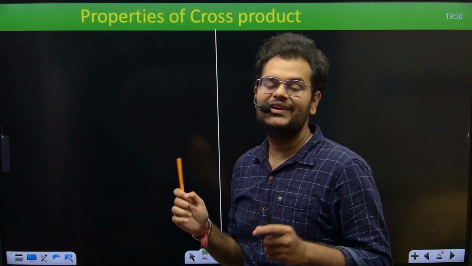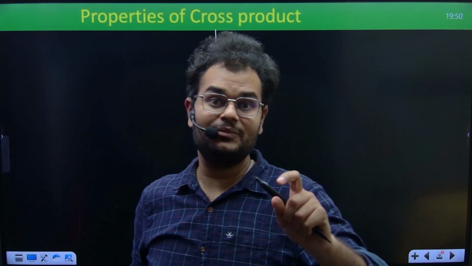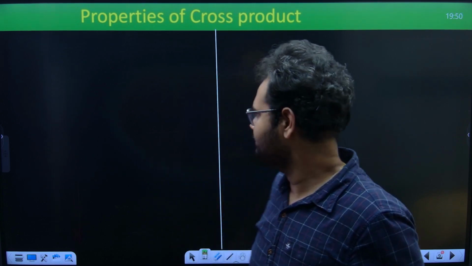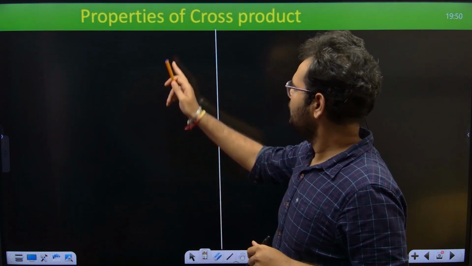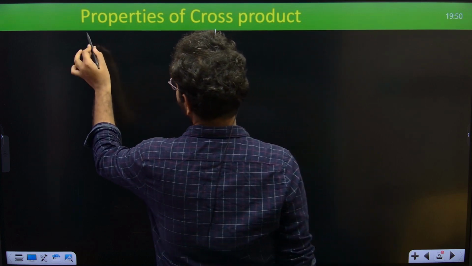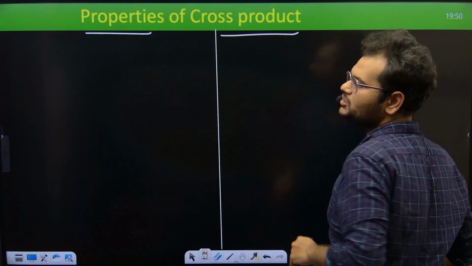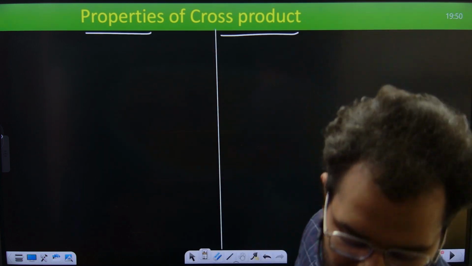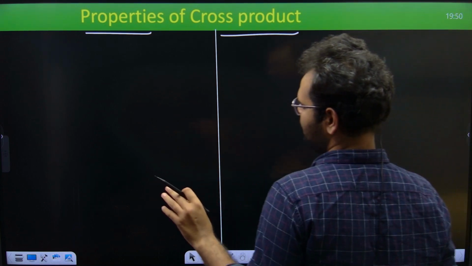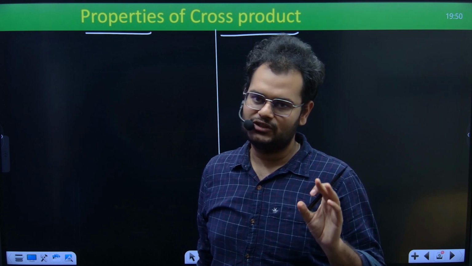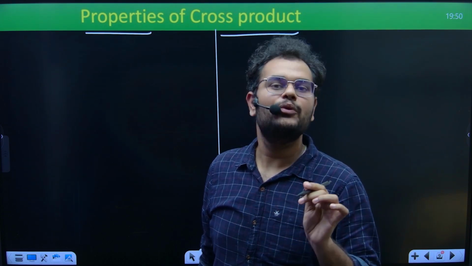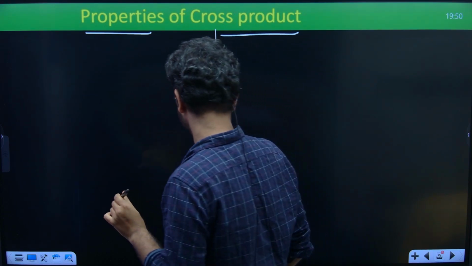The next very important part. These questions were based on the direction of cross product. Another important part is the properties of cross product, and this is one of the most important parts because many questions are asked on that. Till now, what have we discussed? The magnitude of cross product, and how to determine the direction of cross product. Only 2 things we have discussed. Now the properties of cross product, one by one, let us start.